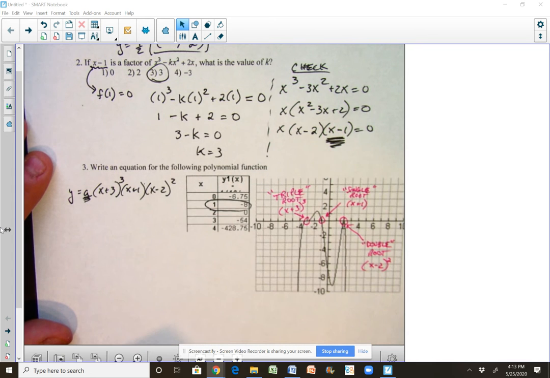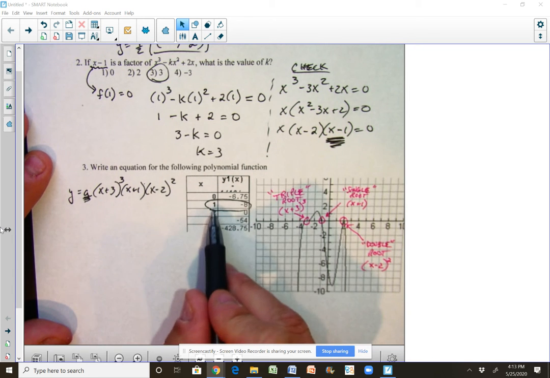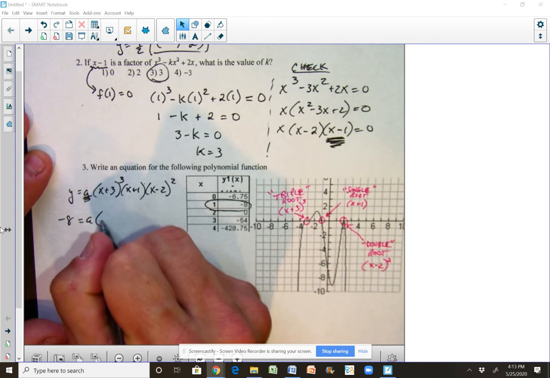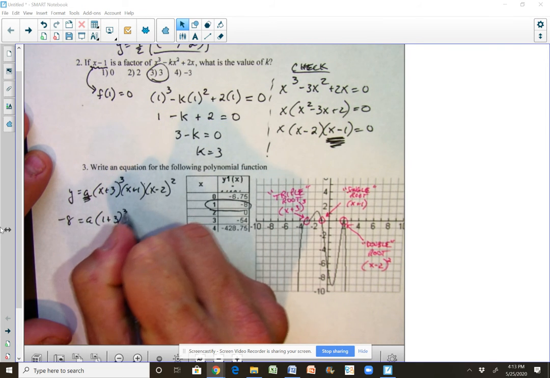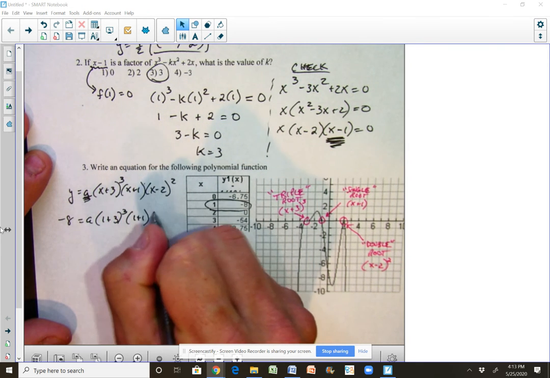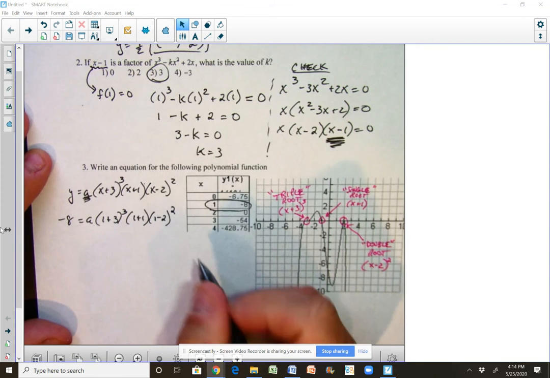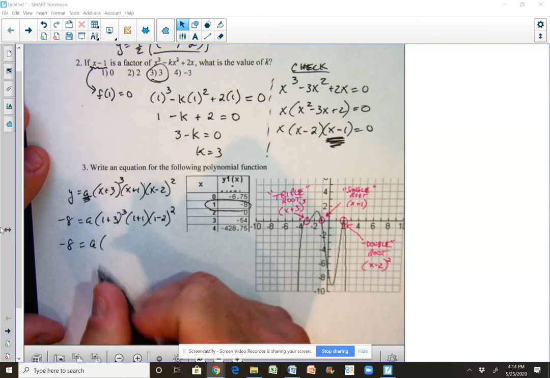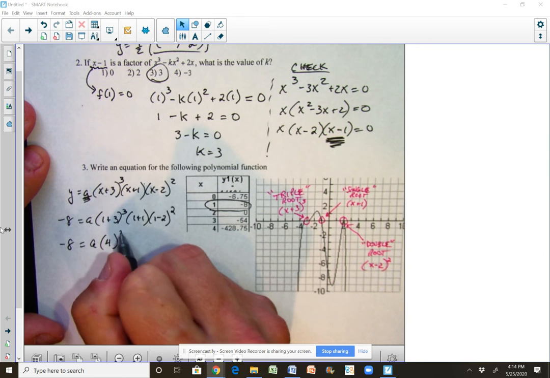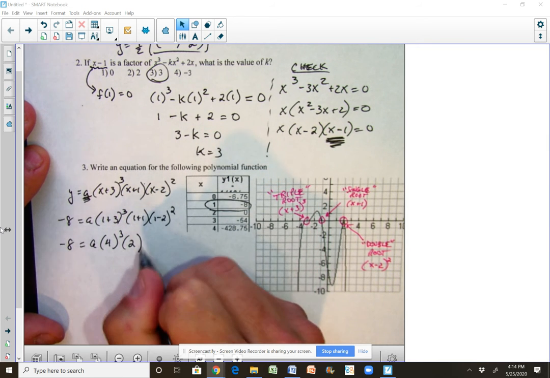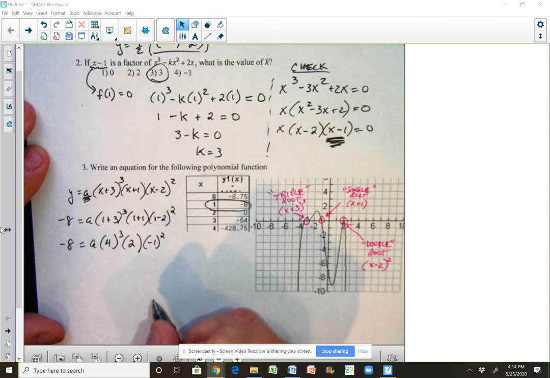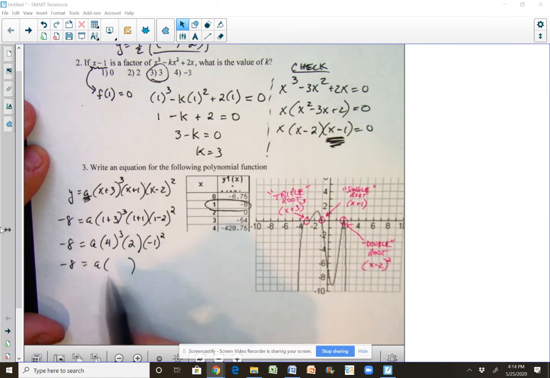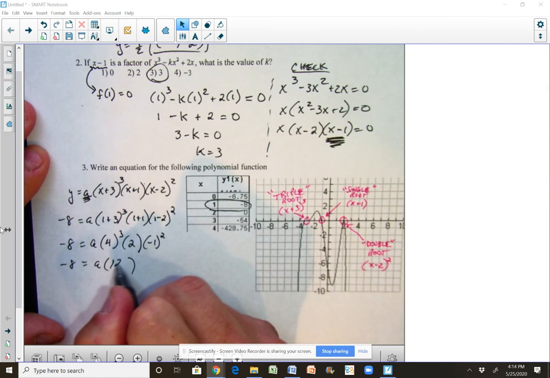So we're going to plug in 1 for x and -8 for y, and we're going to solve. So a times (1 plus 3) cubed, (1 plus 1), and (1 minus 2) squared. So when we work all that out, that comes out to be a, and then times 4 cubed times 2, and times (-1) squared. So -8 is going to equal a times, we multiply all this out, and this comes out to be 128.